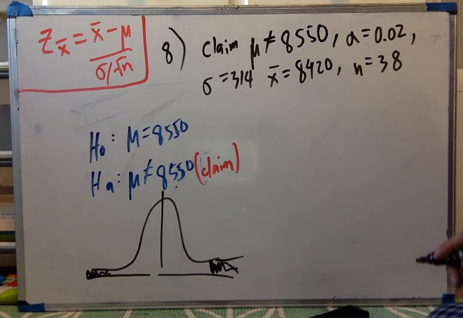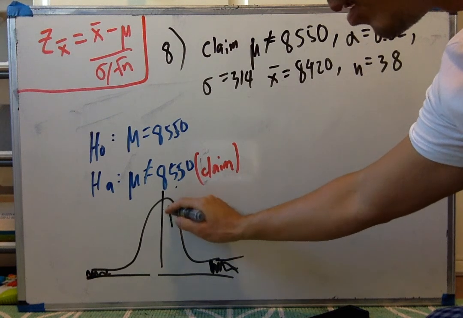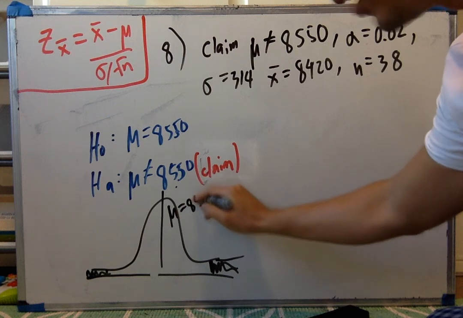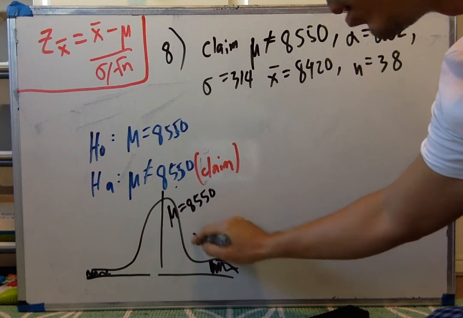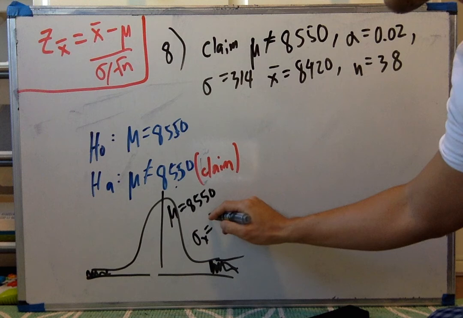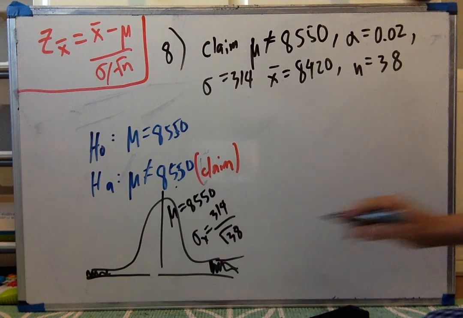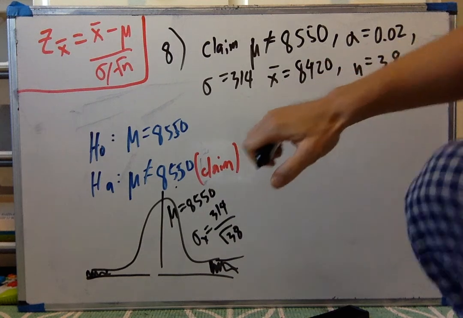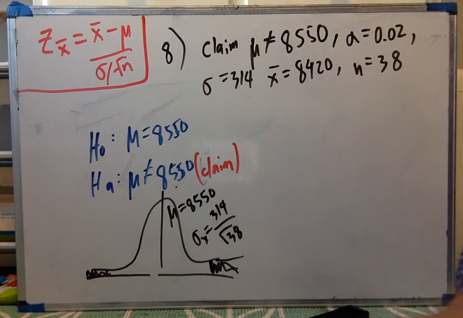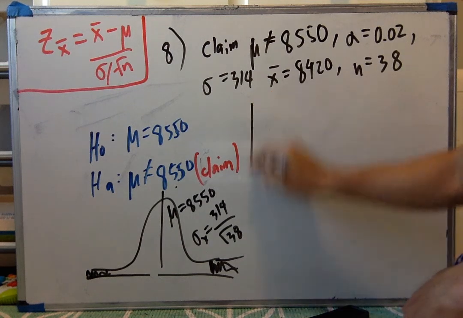But I can basically do the same calculation and just think of my mean here as being the true mean, 8550, and my standard deviation as being what it is, 314 divided by the square root of 38. If I do that, I can do the same type of calculation I've been doing, except I skip the step of finding the z, and I just plug it straight into my p-value. So how are we going to do that? Let me show you.